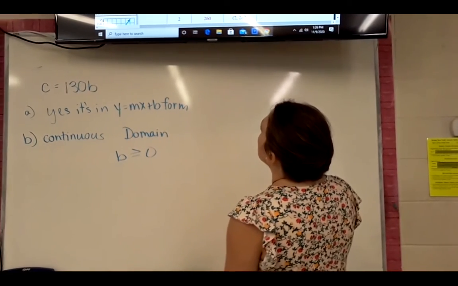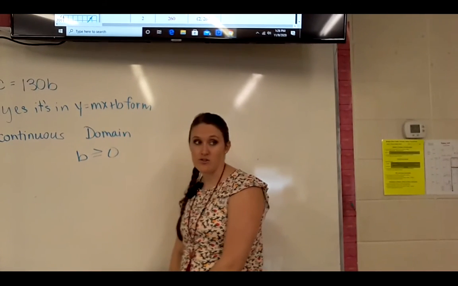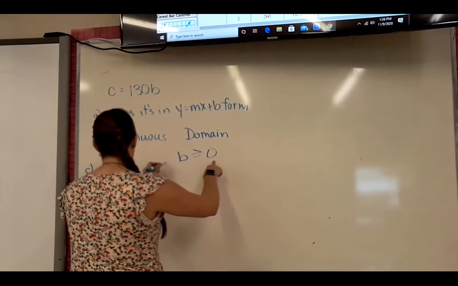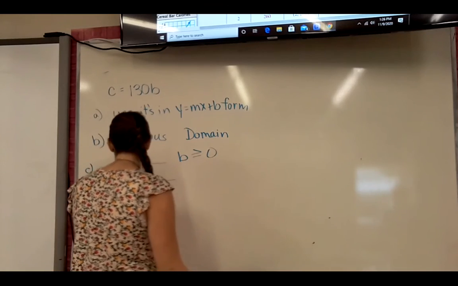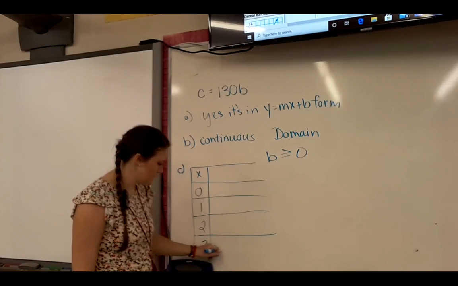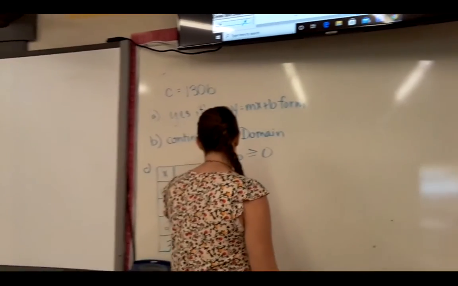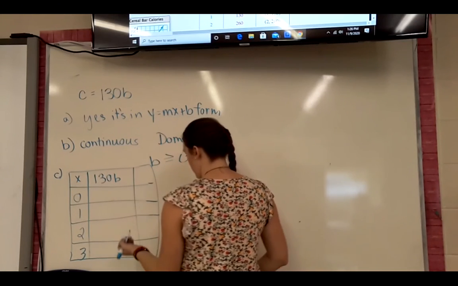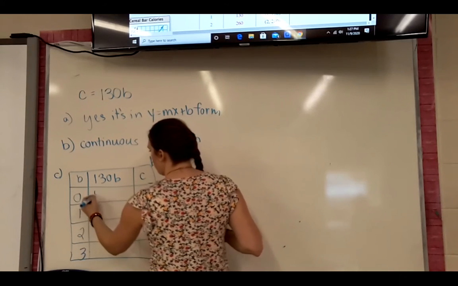Okay, so then C, graph the function using its domain. Now, since your domain is just B greater than or equal to 0, you're going to have to come up with some values to plug into that table, starting with your smallest. So the first number we would have would be 0. I'm just going to make it easy and go 1, 2, 3. So we're still plugging numbers into a table just like we did a while ago. My rule is 130B, or 130X.